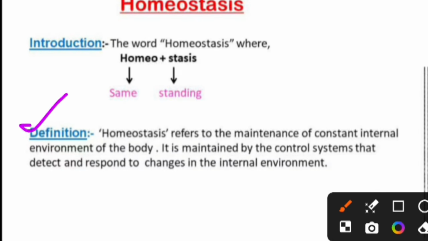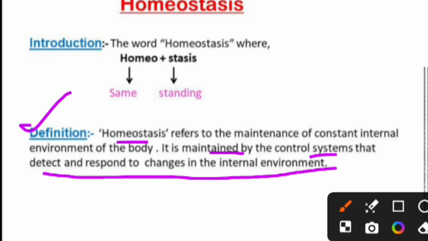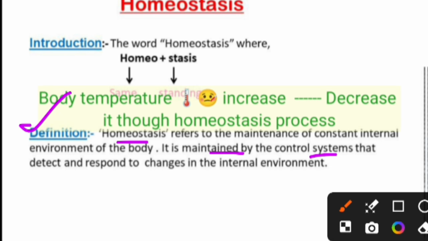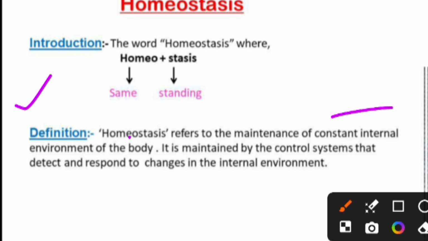Then the definition. Homeostasis refers to the maintenance of a constant internal environment of the body. It is maintained by a control system that detects and responds to changes in the internal environment. For example, when our body temperature increases, homeostasis is the process that helps to decrease our body temperature.